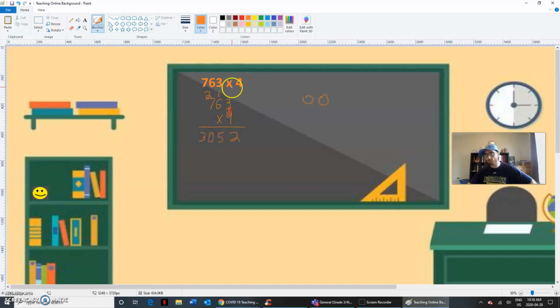And now I might also do my other strategy. And you can always set this up before you even do any of your work. So I have my ones place value in orange, my tens place value multiplying together in the green, 4 times 60, and then 4 times 700. And now I'm ready to do my work.